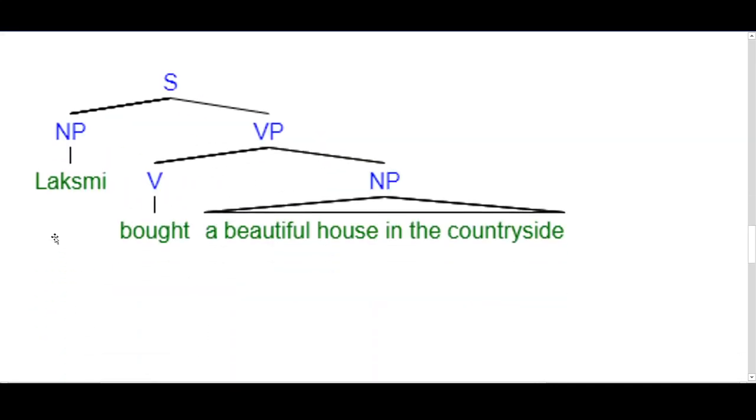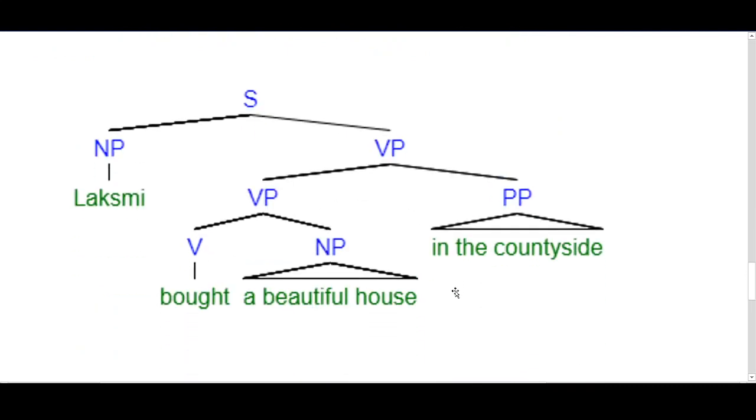Let's have a look at this one then. Lakshmi bought a beautiful house in the countryside. Okay. So now we've got Lakshmi bought, well, what did she buy? A beautiful house in the countryside. And that's all one constituent, because you could say Lakshmi bought a beautiful house in the countryside, but Oscar didn't buy one, and one replaces a beautiful house in the countryside, so therefore we could say it's a constituent.